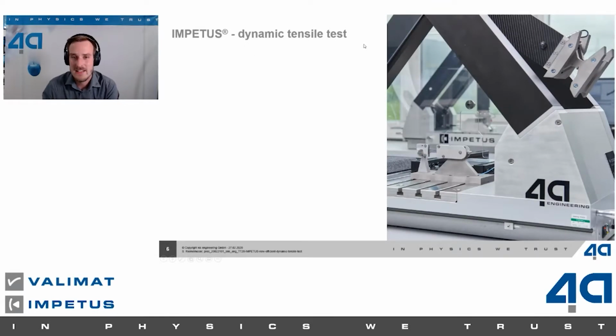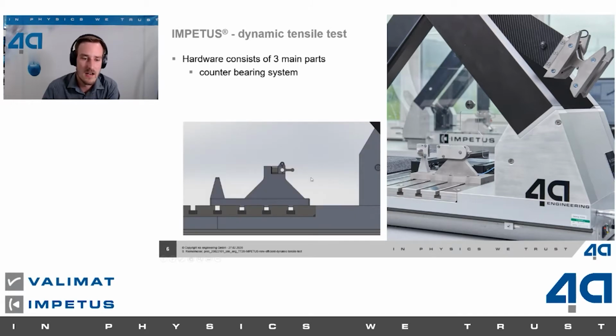As you have seen the test before, I will explain why I think that the test is really easy to handle and we can conduct the test very easily. The hardware consists of three main parts. These three parts are the counter-bearing system, as you can see here in the left corner. And the second part is the sample clamping. This means that we do not fix the test piece directly on the counter-bearing system with screws or so on.